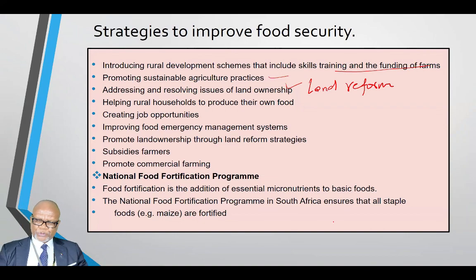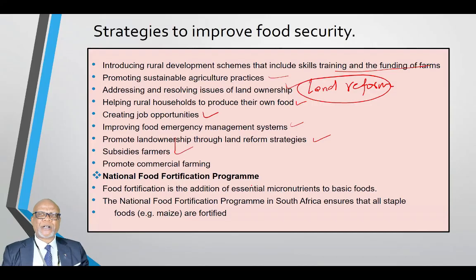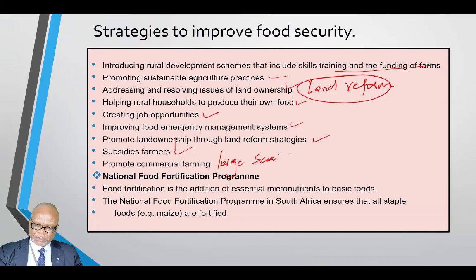Helping rural households to produce their own food, and you can give examples here, food gardens at home. Creating job opportunities so that people can afford to buy food, improving food emergency management systems, promote land ownership through land reform strategies, as I have already explained here. Subsidize farmers, give farmers some money so that they can start farming, promote commercial farming or large scale farming so that there is more production.